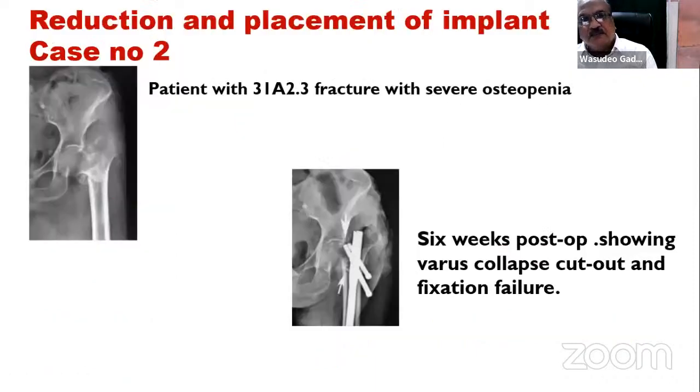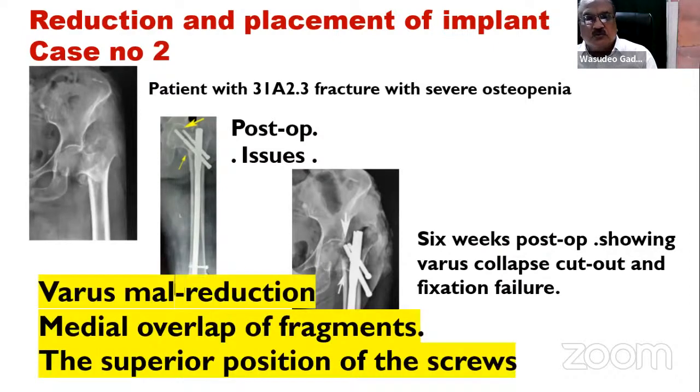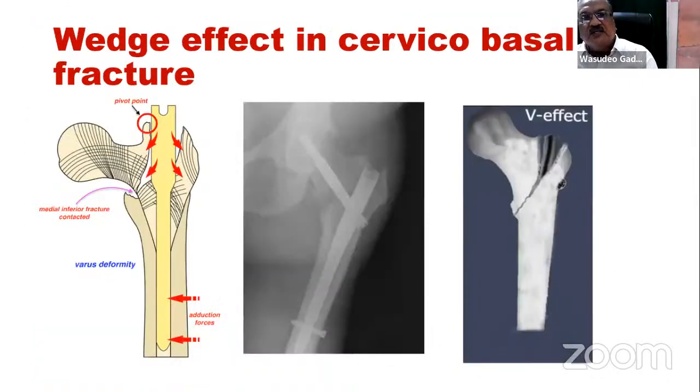Another example, a patient with a 31-A3 fracture with severe osteoporosis. Post-op X-ray shows varus collapse, widening of the superior part, wedge effect, and ultimately six weeks post-op showing cutout of the screw. So varus malreduction, medial overlap of the fragment, and superior position of the screw, if you find that, it means it's a day one failure.